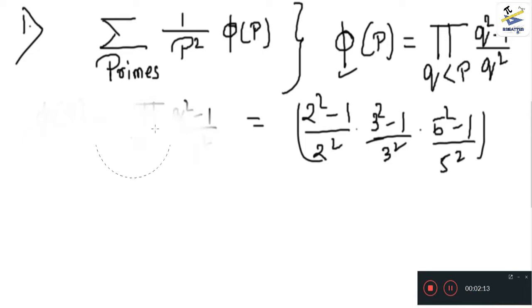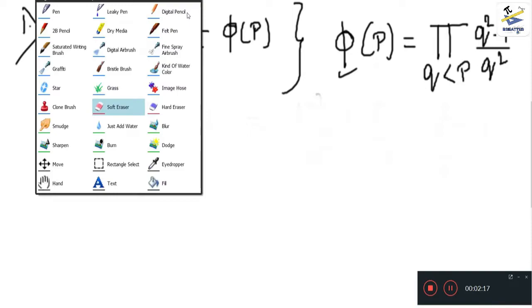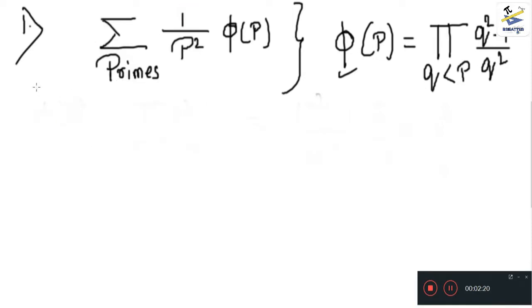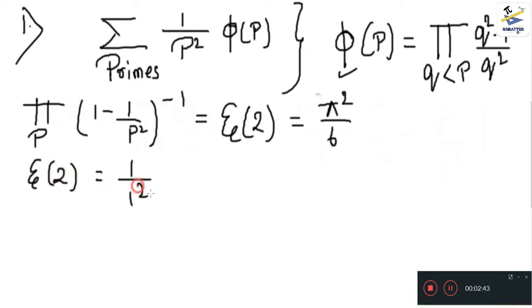Okay, so I'm just raising the example. Now this thing I have already taught on my channel, that the product over the primes of (1 minus 1 by p square) whole inverse is equal to zeta of 2. Zeta of 2 refers to the Riemann zeta function at the argument 2, which indeed equals pi square by 6. We all know the Riemann zeta function at the value 2 is basically the sum of the reciprocals of the squares of the natural numbers, right?